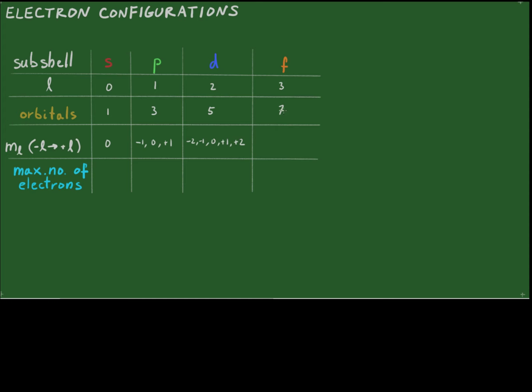There are 7 orbitals, and ml can range from minus 3 all the way to plus 3.